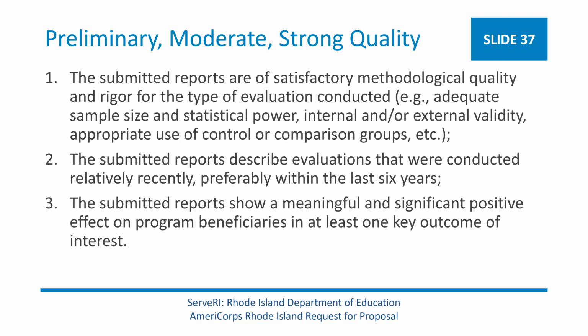But in assessing the quality of preliminary, moderate, and strong, the review score is based on addressing the 3 standards that you see here. If your evidence tier is preliminary, moderate, or strong, note that we'll be looking specifically at the submitted reports, and your narrative is really helping us walk through those reports. The submitted reports are satisfactory in terms of their methodology. The rigor of evaluation meets that tier. Again, they're from the past 6 years, and the submitted reports show a meaningful and significant positive effect. But the key here is that you've provided information that helps us review the additional reports that you've submitted.